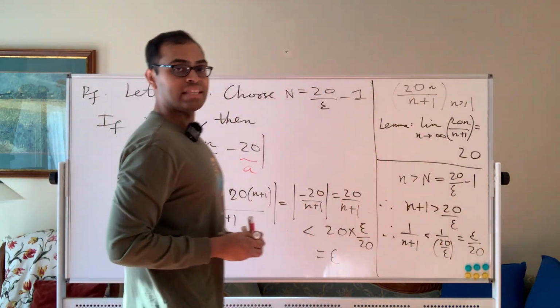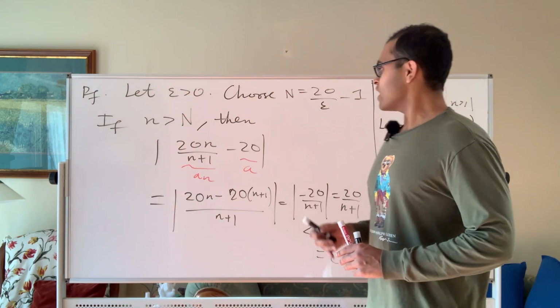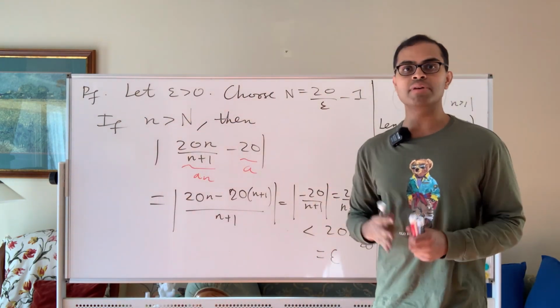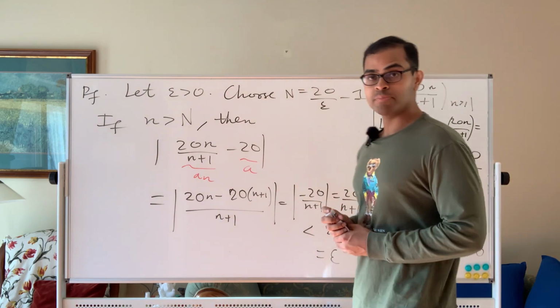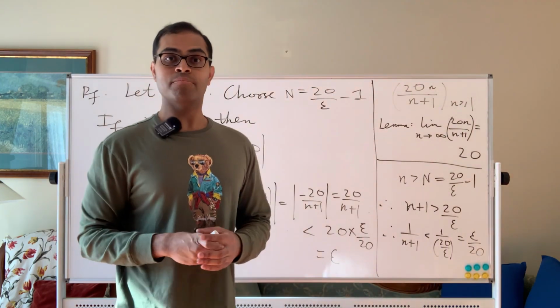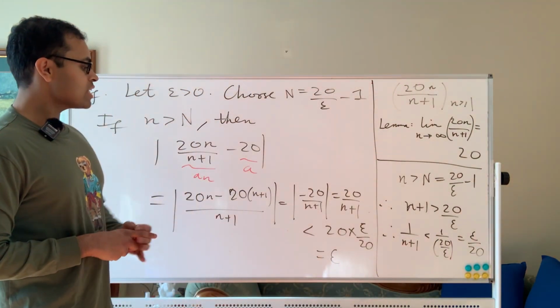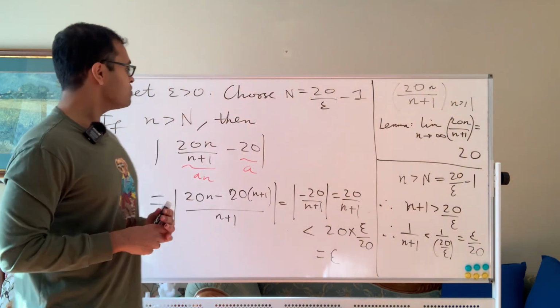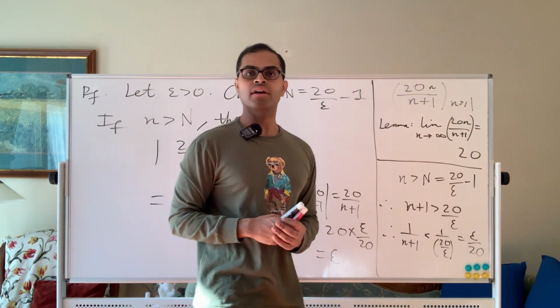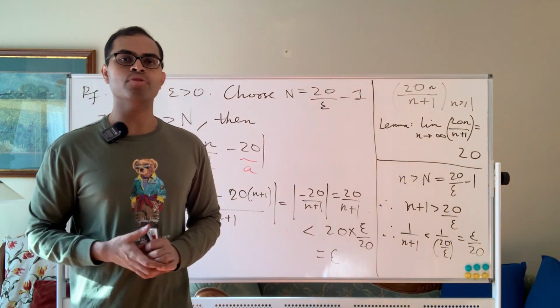So therefore you know that the distance between the nth term of the sequence and its limit that we claim it to be, which is 20, that distance is less than epsilon whenever little n is bigger than big N. And that proves, okay, that's the proof that the sequence converges and its limit is equal to 20. So this is how you rigorously prove these things.